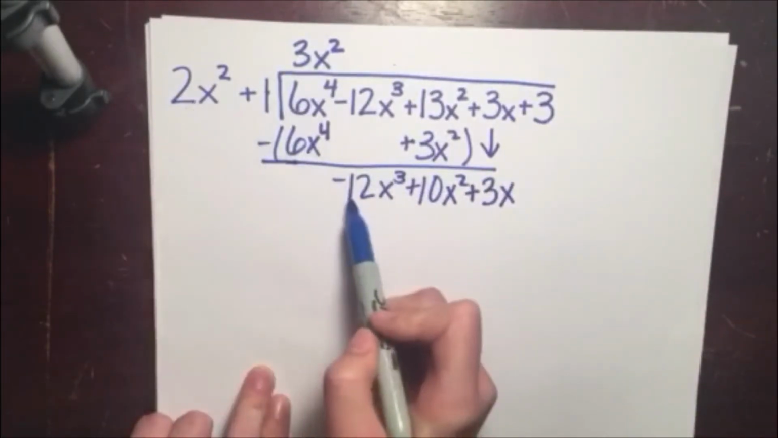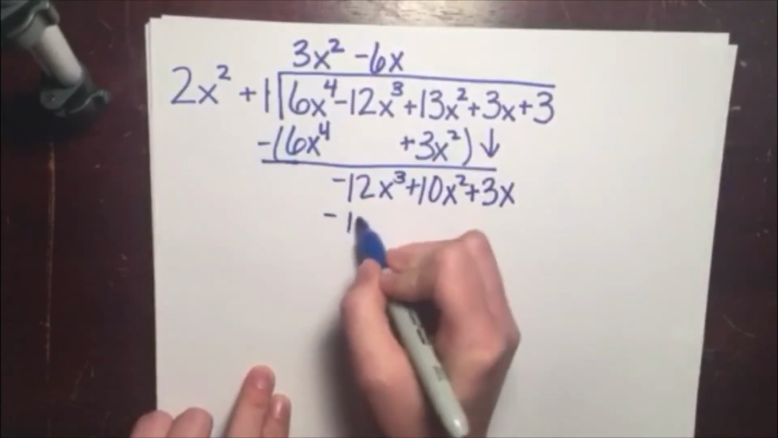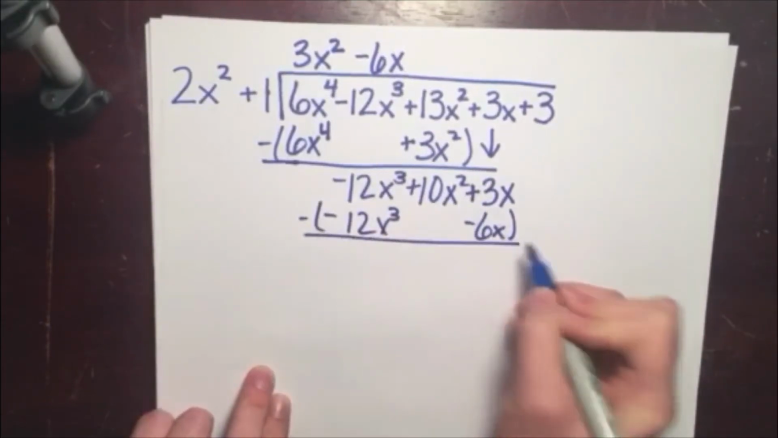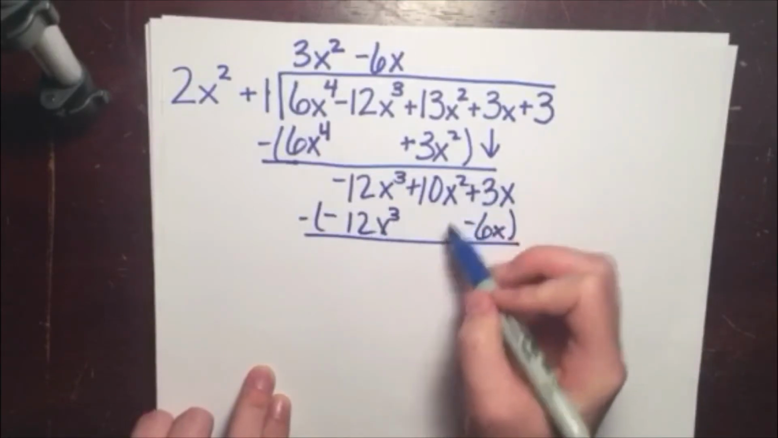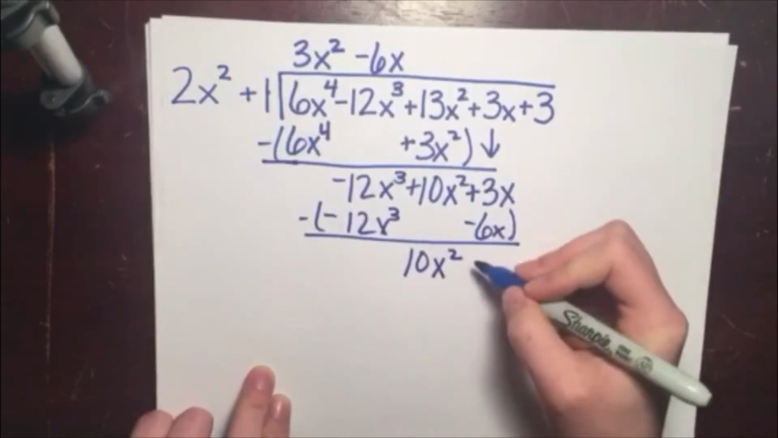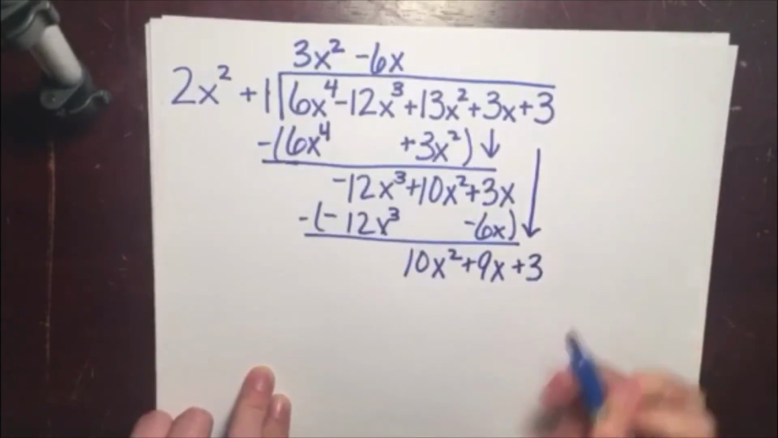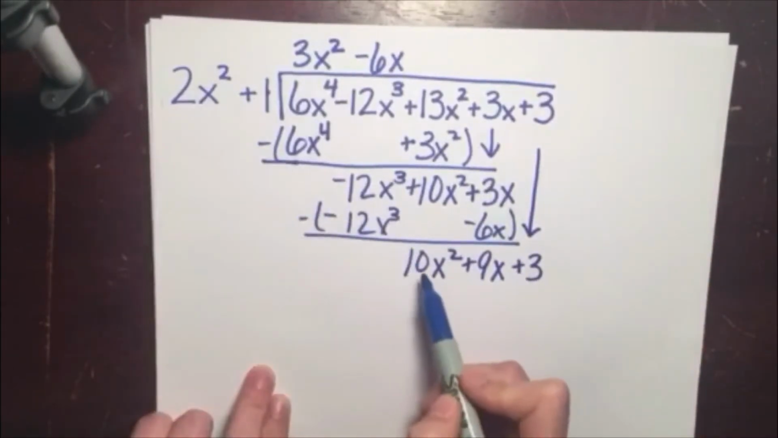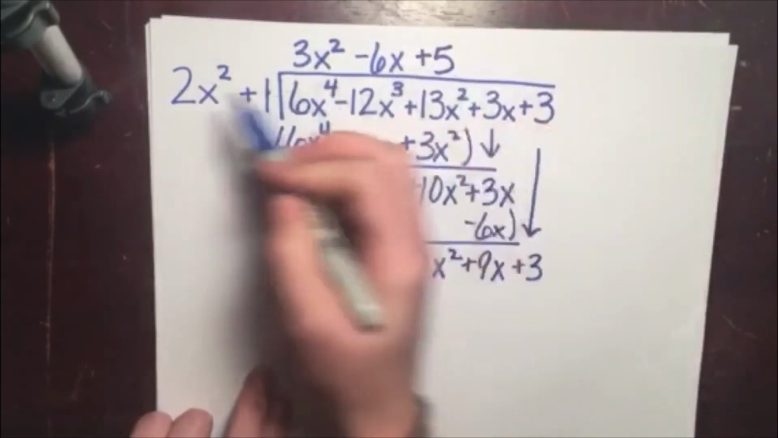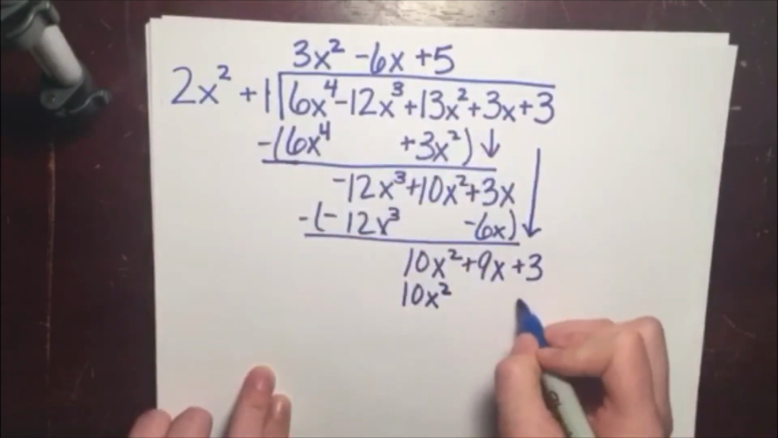So 2x squared can go into negative 12x cubed negative 6x times. We multiply, we get negative 12x cubed minus 6x. Subtract the difference. These two terms cancel, bring the 10x squared down. And these two terms become a positive 9x, and we bring down the positive 3. All right, 2x squared goes into 10x squared 5 times. 5 times 2x squared is 10x squared. 5 times 1 is 5.